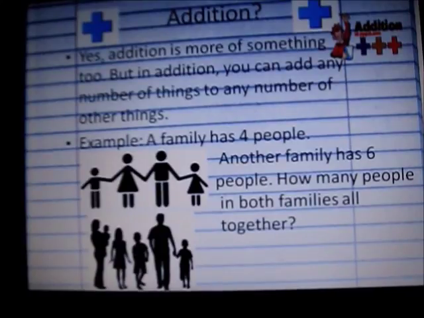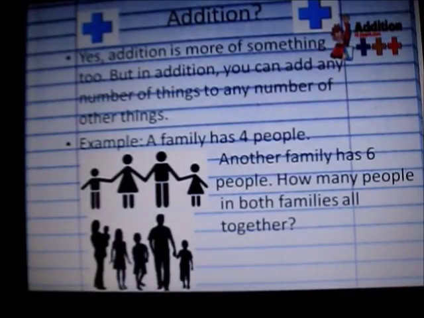But wait, isn't that just addition? Yes, addition is more of something too. But in addition, you can add any number of things to any number of other things. An example would be, a family has 4 people. Another family has 6 people. How many people in both families all together? Four plus 6 equals 10. 10 people.